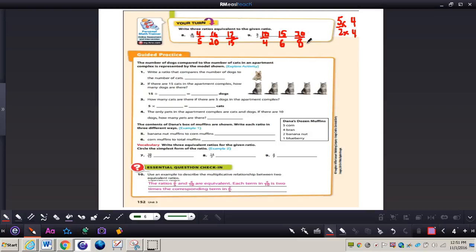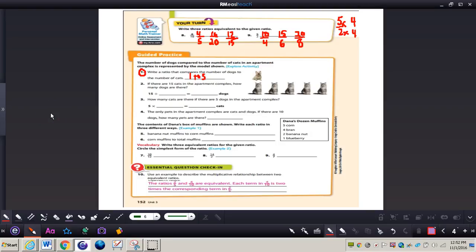Now, what I would like you to do is to work on number 1. It says write a ratio that compares the number of dogs to the number of cats. And I would like you to work on this problem now. So you can see the ratio is 1 to 5 for the answer there.